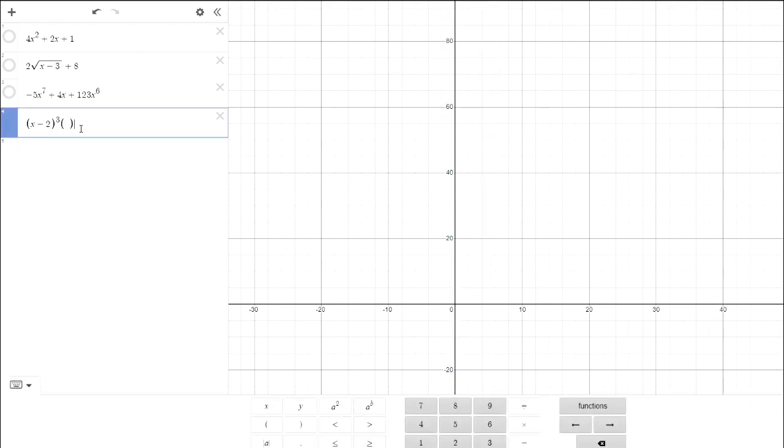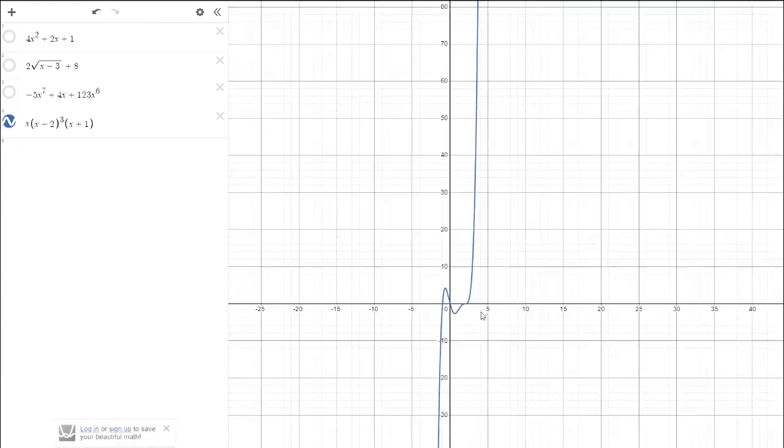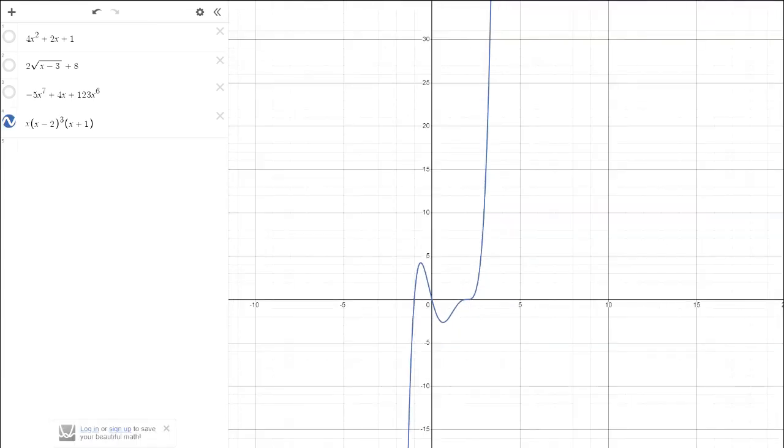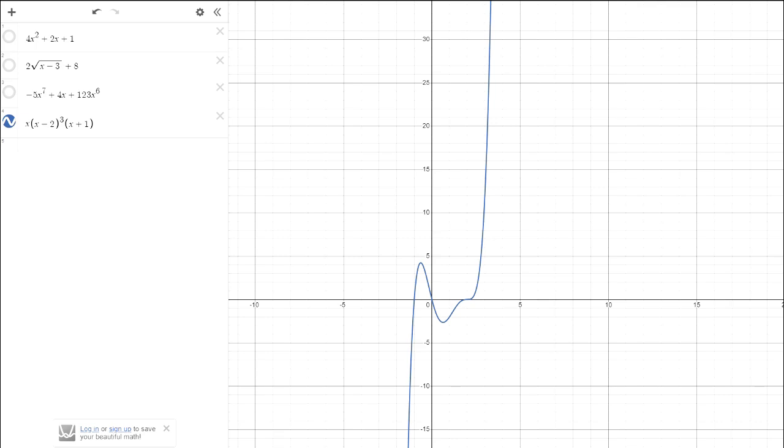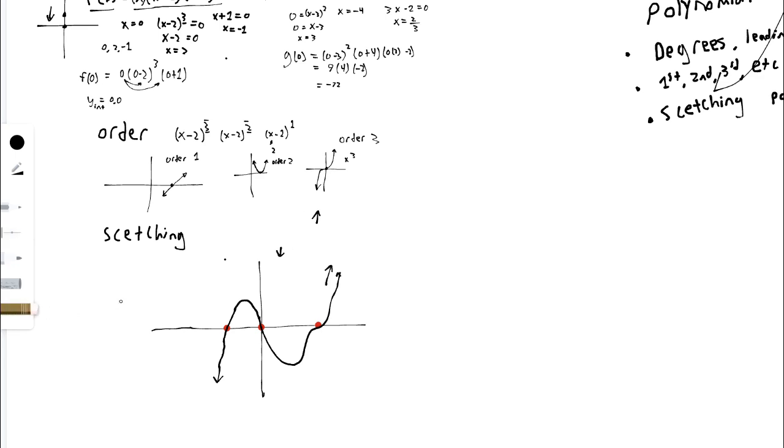Is it x plus 1, then x. Okay, so pretty similar to the one that I drew here. Again, the scale is a little bit off, but it looks very similar. So I'd say that's pretty accurate. Let's do a different one.